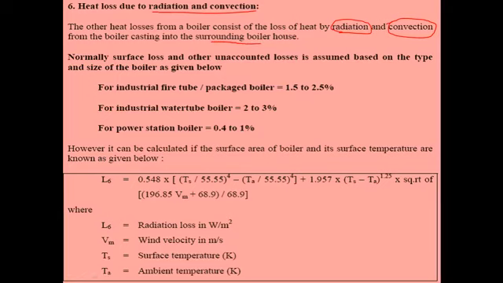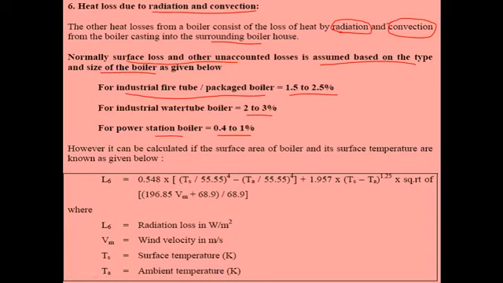Normally the surface loss and other unaccounted losses are assumed based on the type and size of the boiler. Depending on what type of boiler we are using, we can take this percentage. For an industrial fire tube or packaged boiler, the losses are 1.5 to 2.5% because of radiation and convection. For an industrial water tube boiler, the losses are 2 to 3%, so the percentage slightly increases. And for a power station boiler, these losses are 0.4 to 1%.